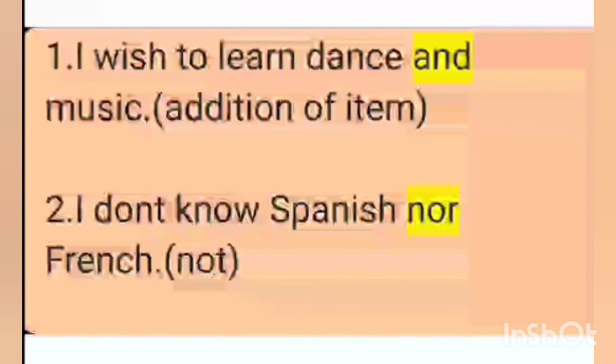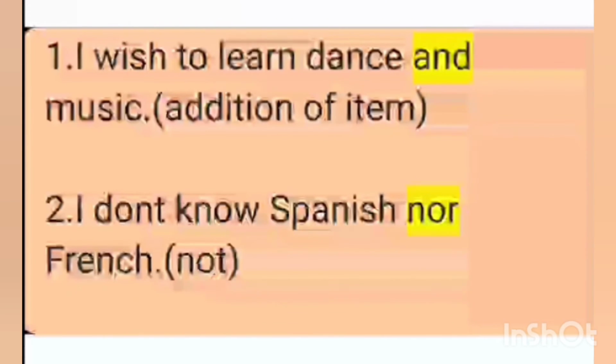Our first example, I wish to learn dance and music. This sentence we can break into two. I wish to learn dance. I wish to learn music, right? These are two sentences. So these two sentences can be clubbed into a single one using the conjunction and. And here this conjunction word and is used for the addition of an item. That is, we are adding our wish to learn music to the first sentence, that is the wish to learn dance. So conjunction can be used to club two sentences.